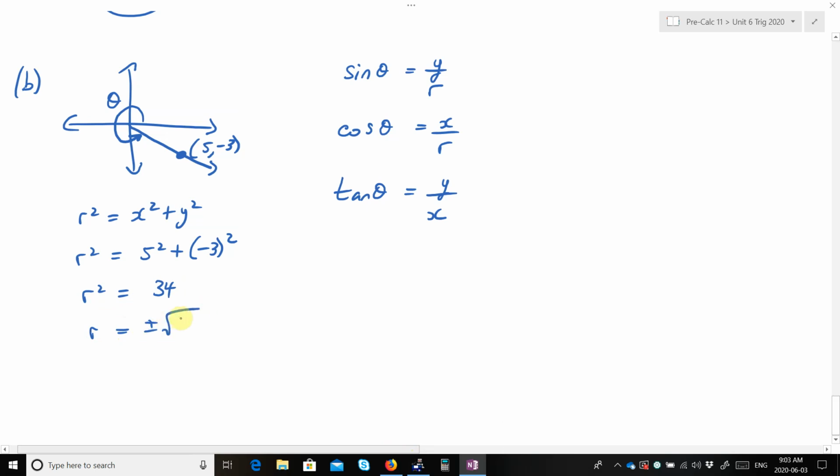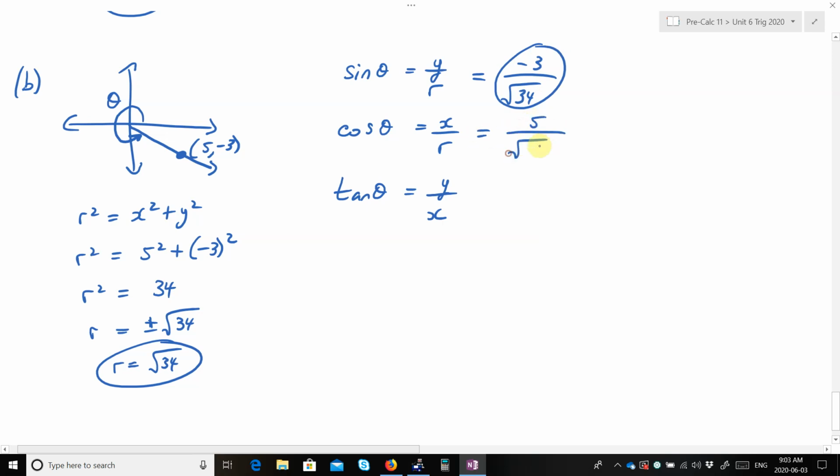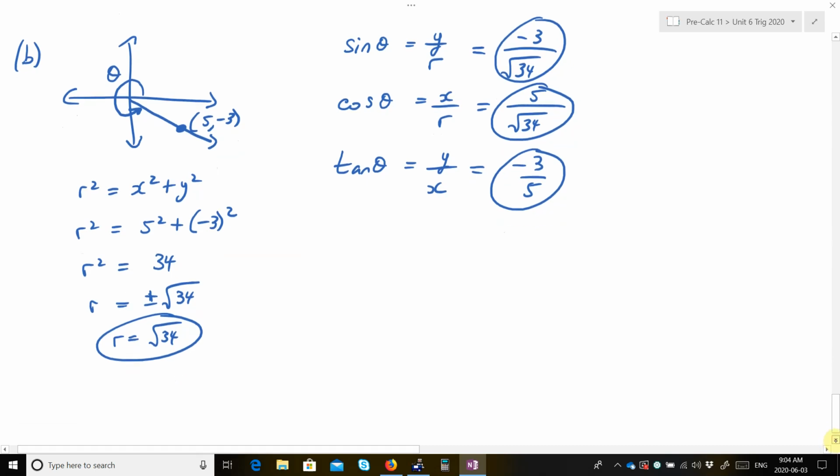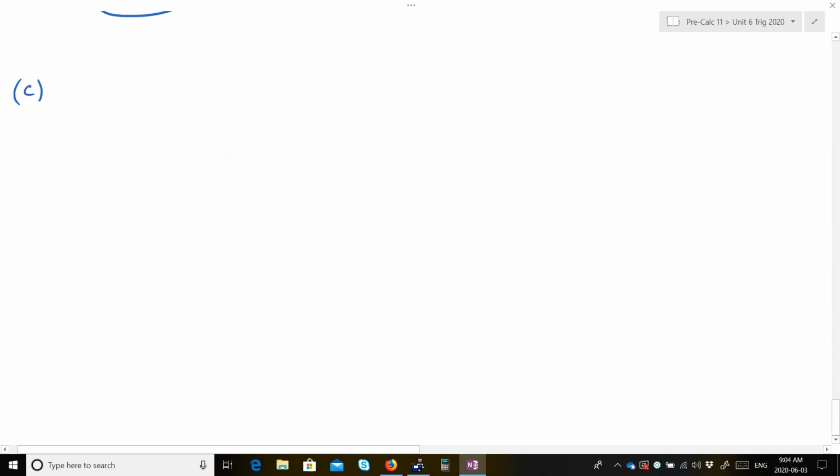So r is equal to plus or minus the square root of 34, and since r is a radius, we'll just take the positive root 34, and that doesn't break down very nicely, so we'll just leave it as root 34. So y over r for sine theta is negative 3 over root 34. X over r is 5 over root 34, and y over x is negative 3 over 5. Excellent. Let's get on to 5C.